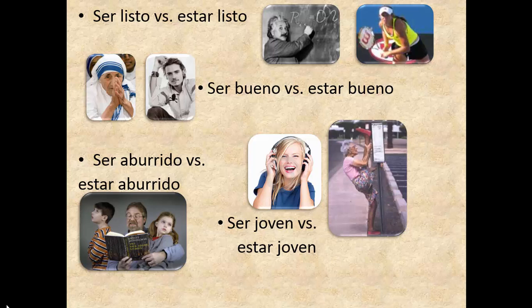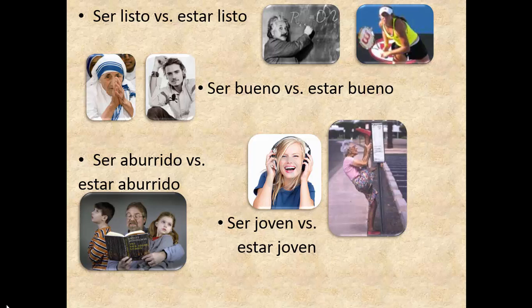Ser aburrido versus estar aburrido. Ser aburrido means you're a boring person. It's kind of part of your personality. But estar aburrido means to be bored, and it's a condition. It can change. So I could say, ella es una persona muy aburrida, saying she is a very boring person. Or estar aburrido means to just be bored now. Estoy aburrida. So write down on your note guide, ser aburrido, to be a boring person, or estar aburrido, to be bored just at this moment.